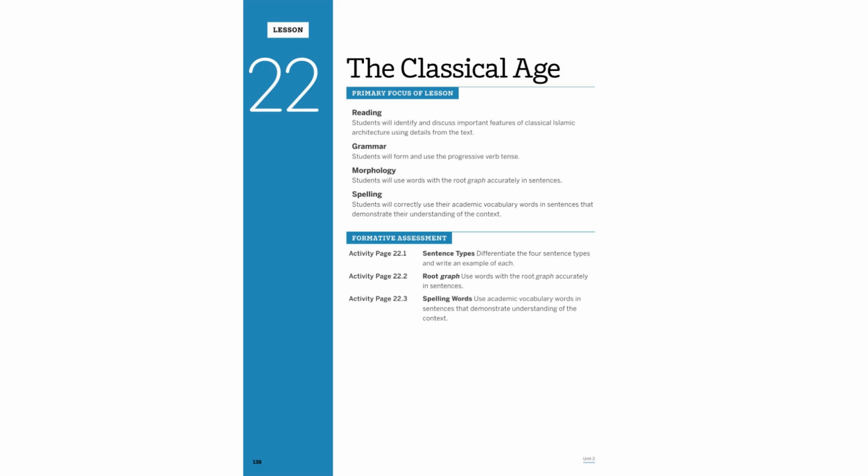Classical Islamic architecture is renowned for its intricate geometric patterns, domes, and minarets. Key features include the use of calligraphy and arabesque designs.